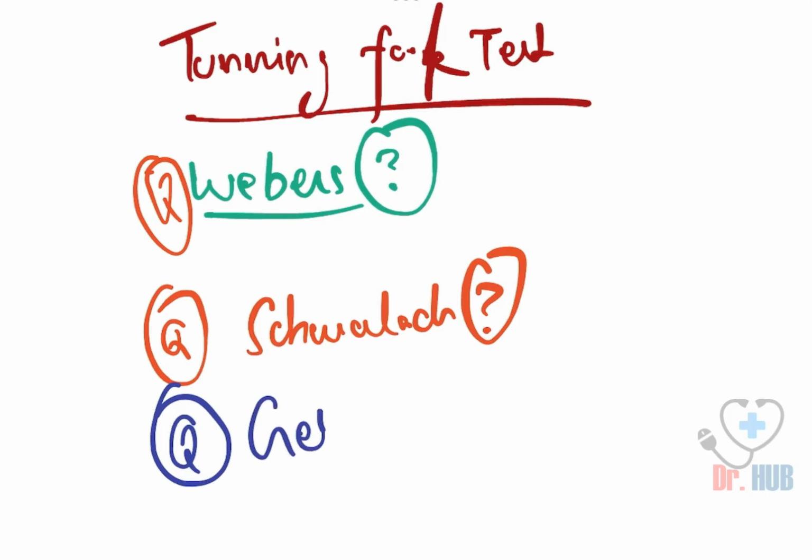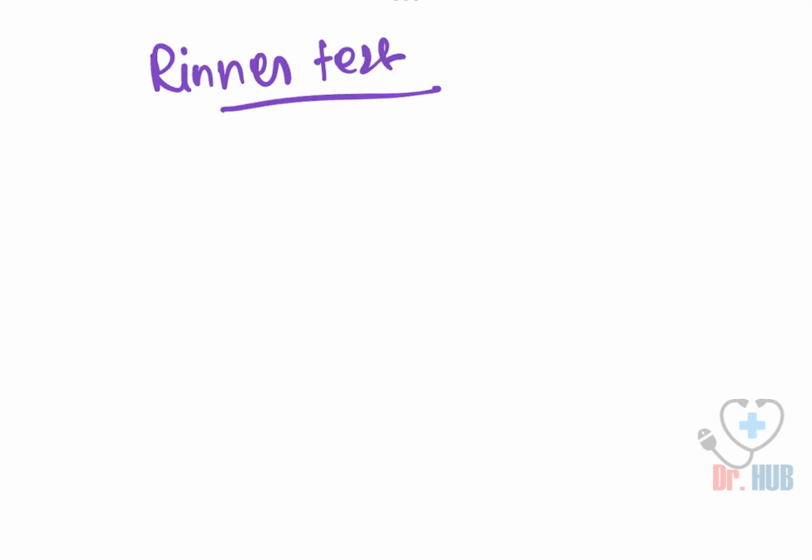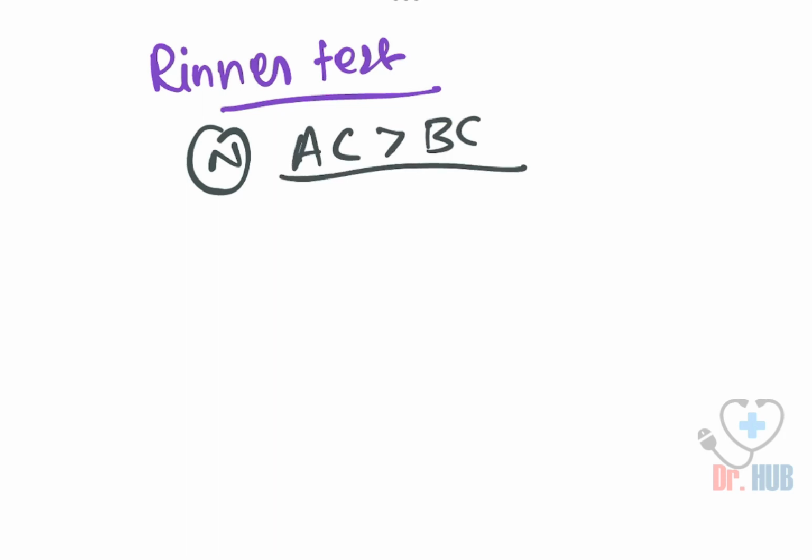Then we look at the Gelli's test. What are the findings of the Gelli's test? We'll find out the answers in this video. Firstly, we look at the Rinne's test. In the Rinne's test, it is normal if the AC is greater than the BC.